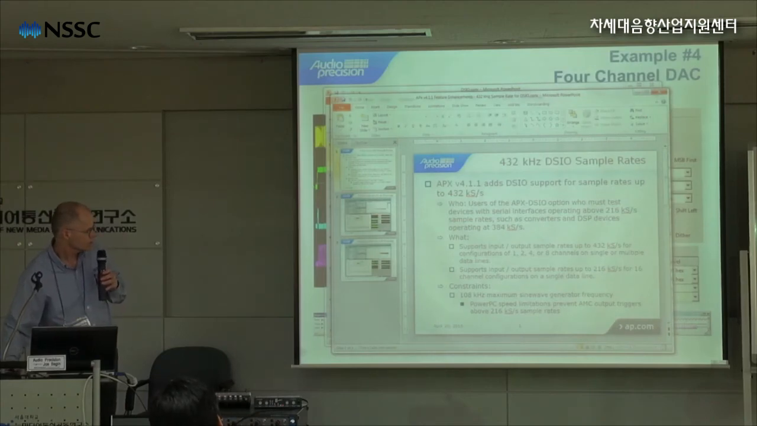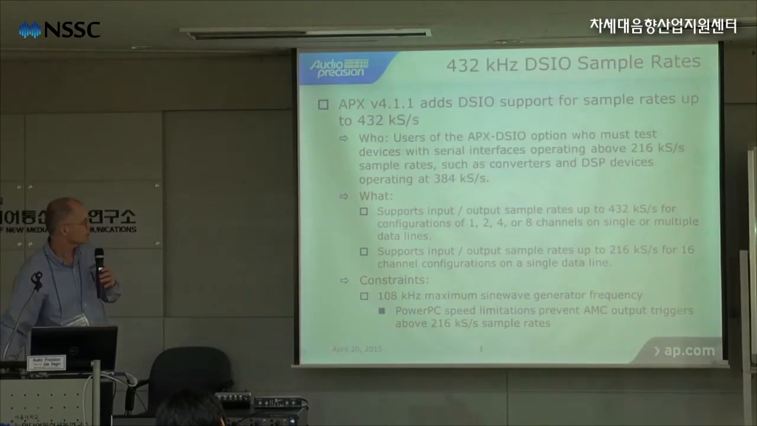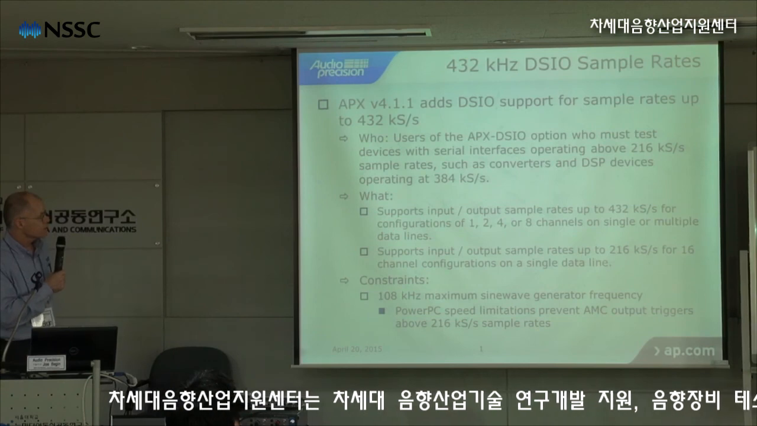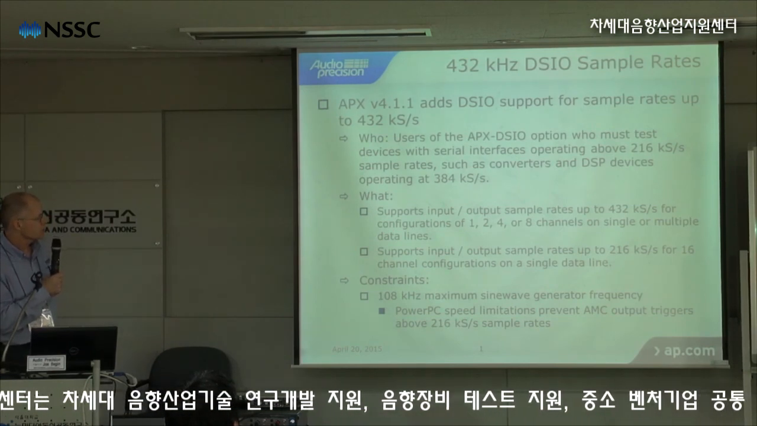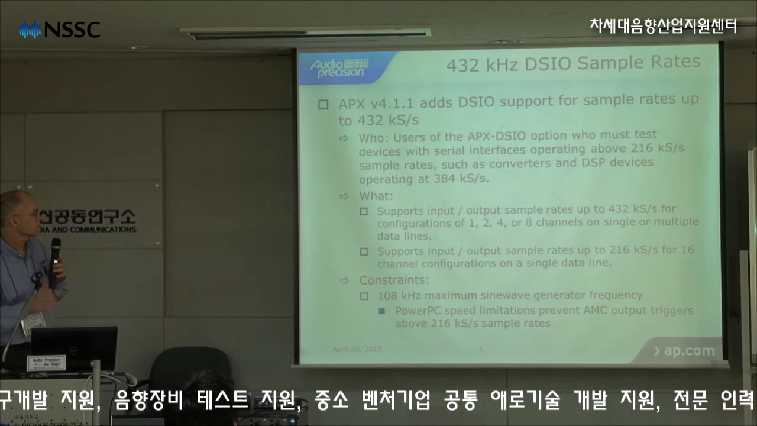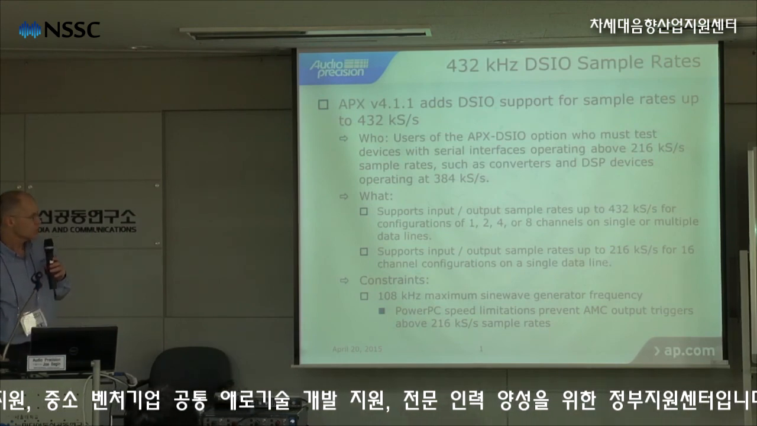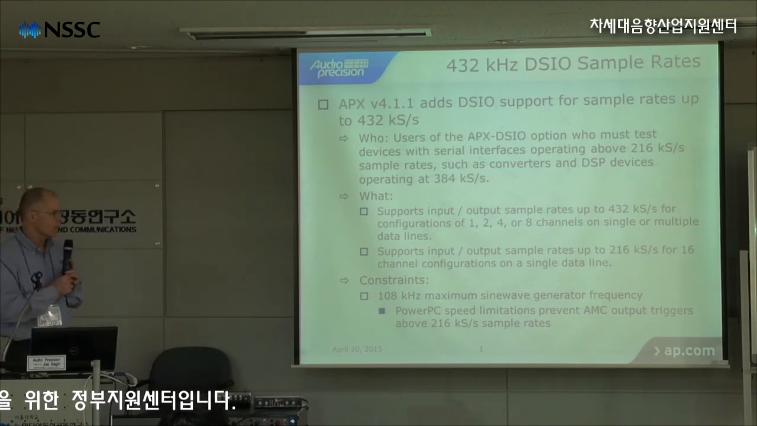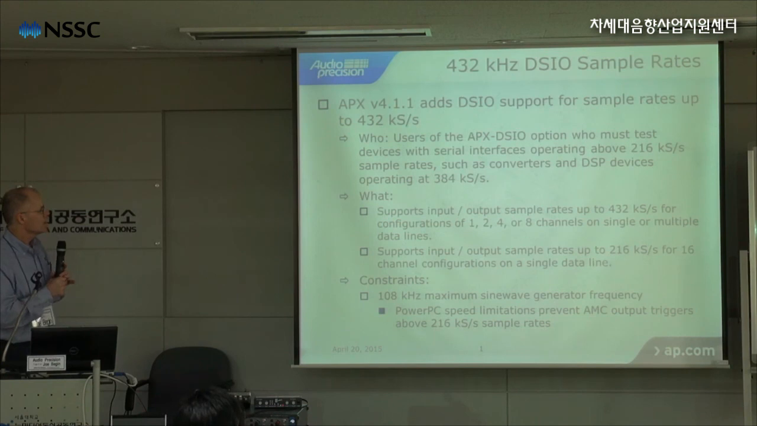Since we had the new release coming on Friday, I wanted to just mention some of the features that are in it. So APX 4.1.1 adds DSIO support for sample rates up to 432 kilosamples per second. Previously we were able to go up to 216K, and we've had customers keep asking for higher sample rates for some reason. The latest thing people have been asking for is 384, and they're probably going to keep going higher and higher. I don't know why, but anyhow, we can go to 432 now.